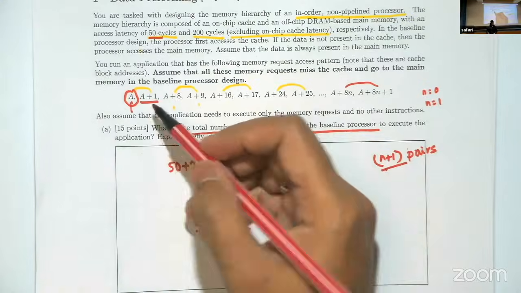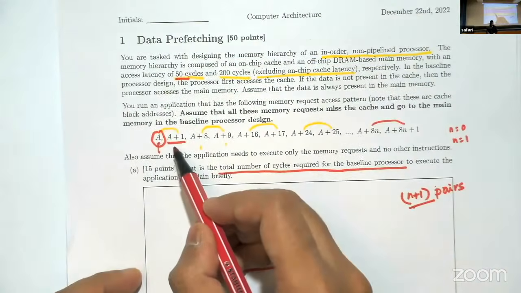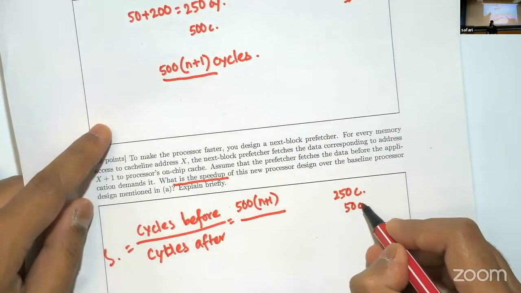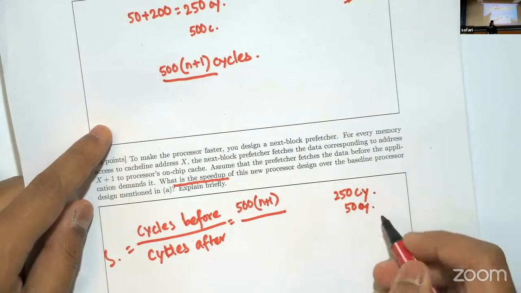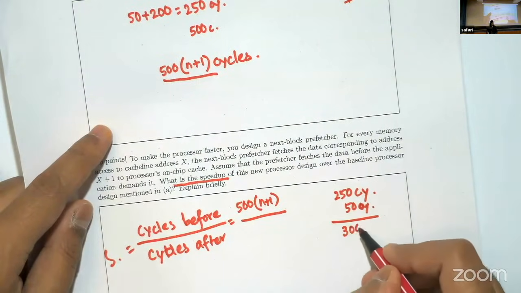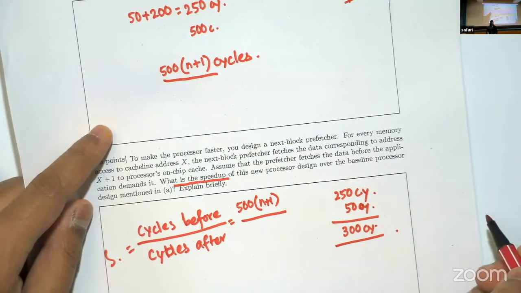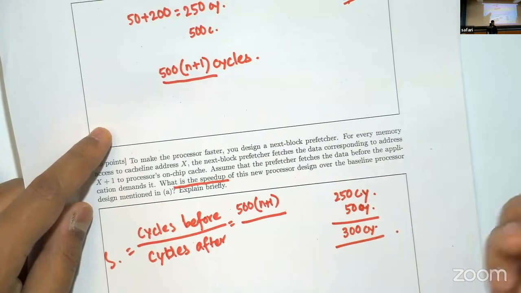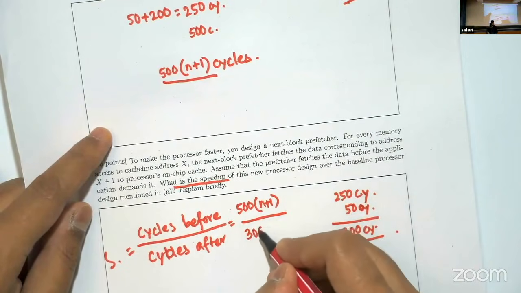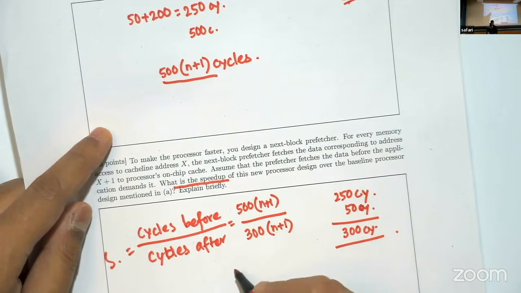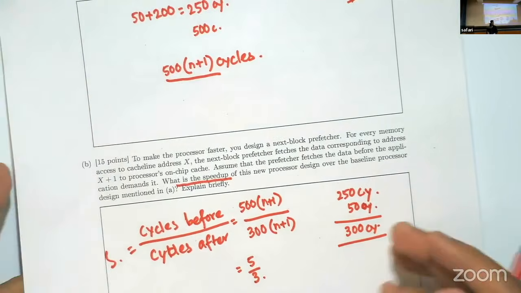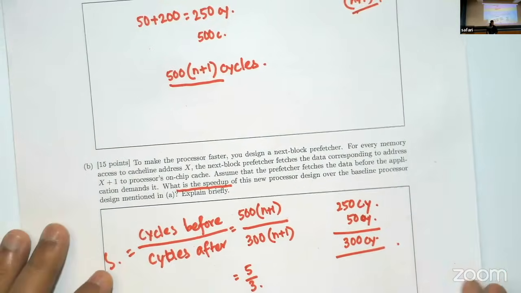So that's the benefit of the prefetcher, that next time when the processor actually demands A plus 1, it would see it only in 50 cycles because it just needs to access the cache hierarchy, not the main memory also. So for this pair, you are going to get a cycle count of 300 cycles. Again, you have n plus 1 pairs. So your new cycles would be 300 into n plus 1. That means you would have a speed up of 5 by 3. That's greater than 1, so you have a speed up instead of slowdown. That's the benefit of the prefetcher.